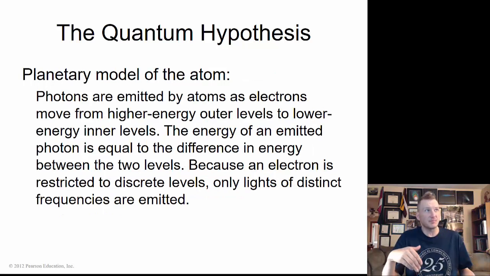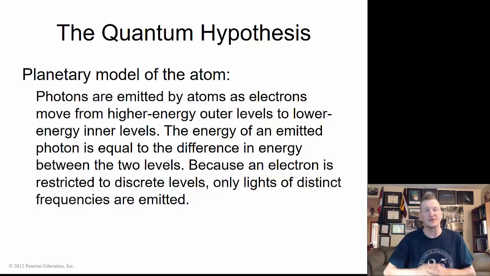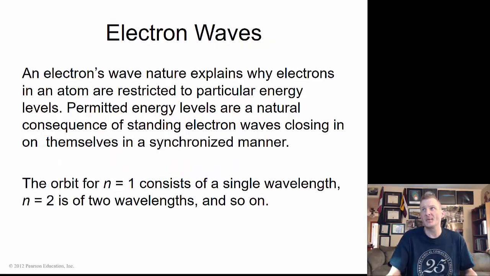We can also look at the planetary model of an atom, where photons are emitted by atoms as electrons move from a higher energy outer level to a lower energy inner level, and the energy of the emitted photon is equal to the energy difference between those two levels. Because the electron is restricted to those discrete shells or levels, only light at distinct frequencies is emitted.